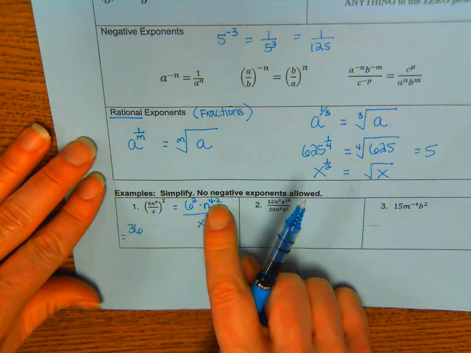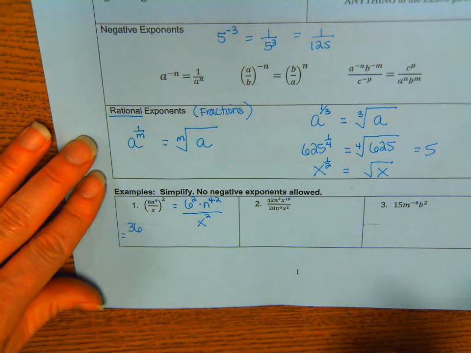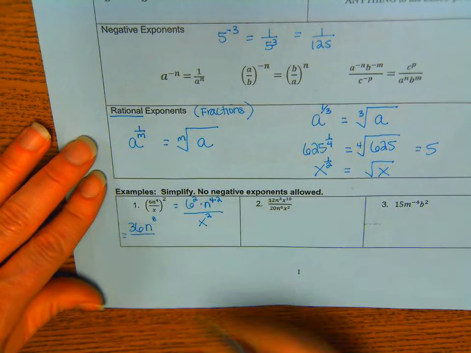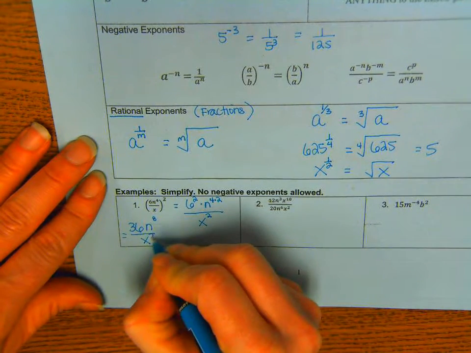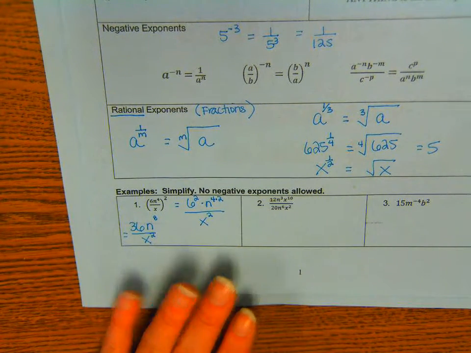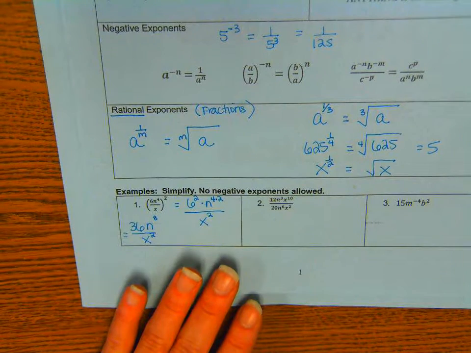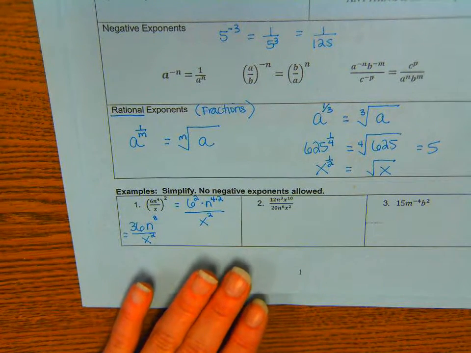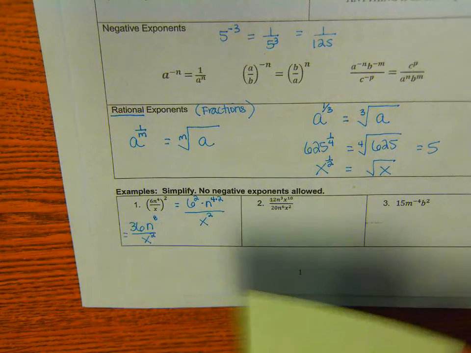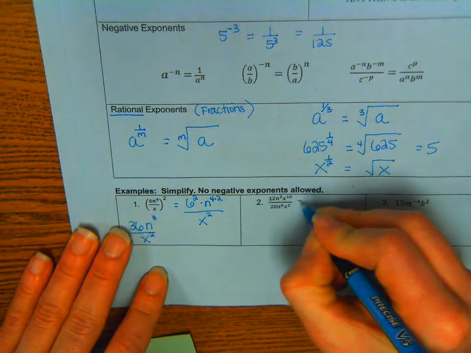Okay, let's take a look at number 2. What I like to do with these is kind of go piece by piece. So I'm going to kind of separate these fractions out. I'm going to reduce 12 over 20, I'm going to reduce n to the third over n to the sixth and x to the 10th over x squared.